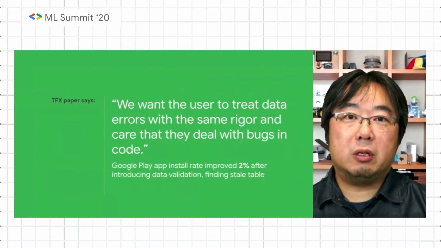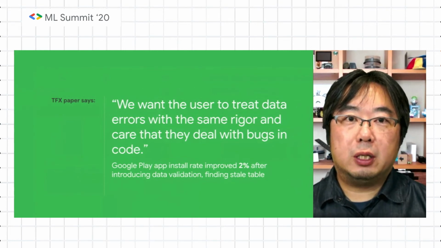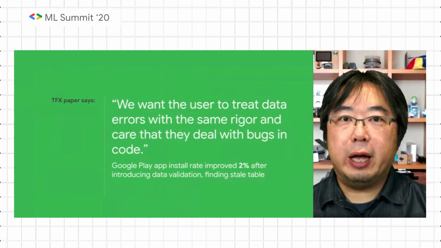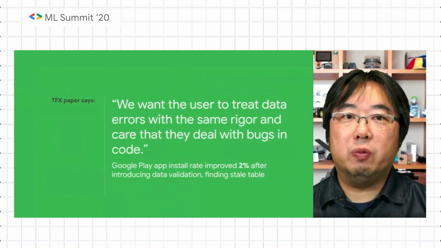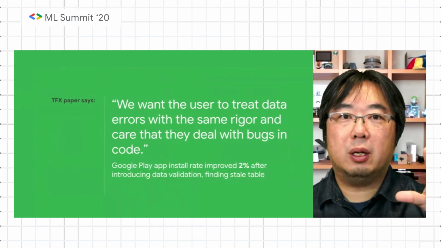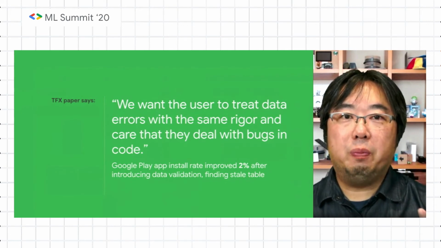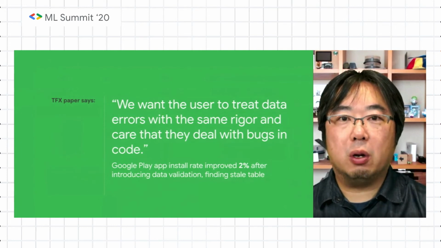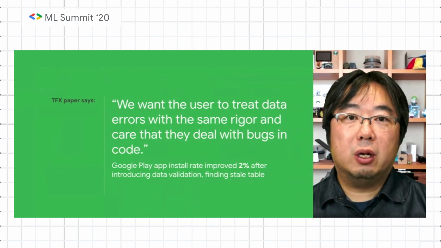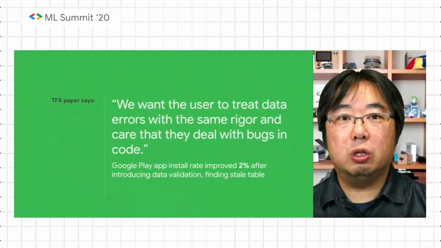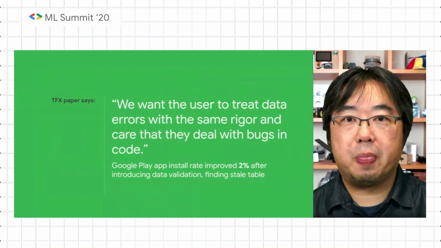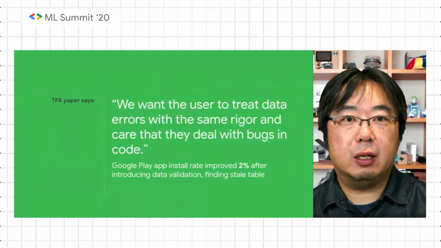And this is a quotation from the TFX paper. Why did we spend so much time and cost building a data validation system? Because they want users to treat data errors with the same rigor and care that they deal with bugs in code. So any unexpected distribution or pattern in the training data could be just like a bug you would find in your programming code. In fact, the Google Play team was able to introduce TFX and increase the application install rate by 2% on average across all the applications on the Google Play platform, just by introducing data validation and finding a stale table.